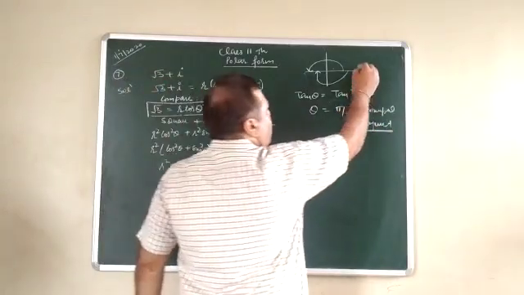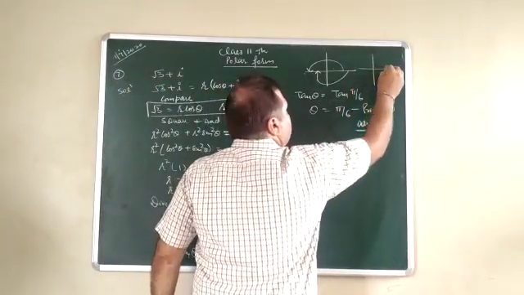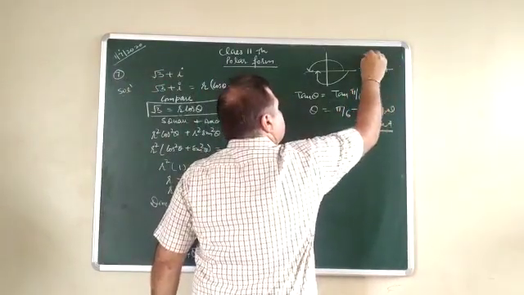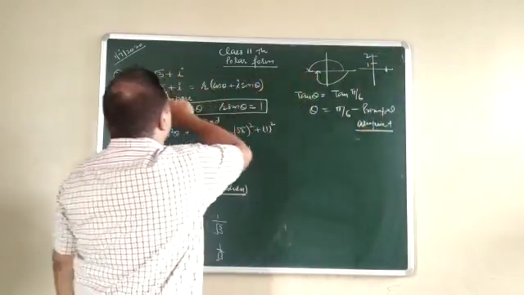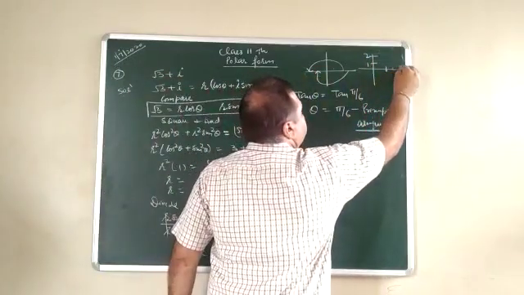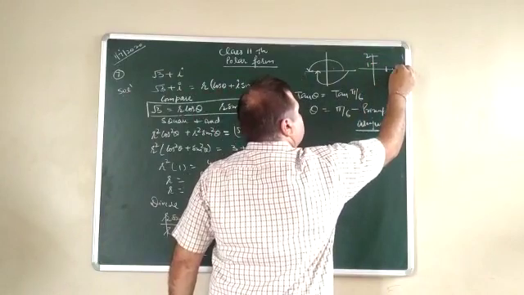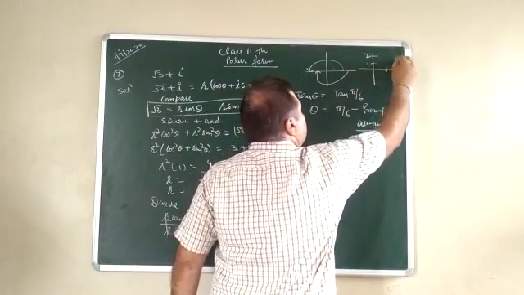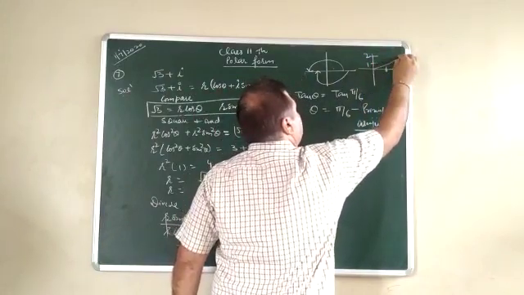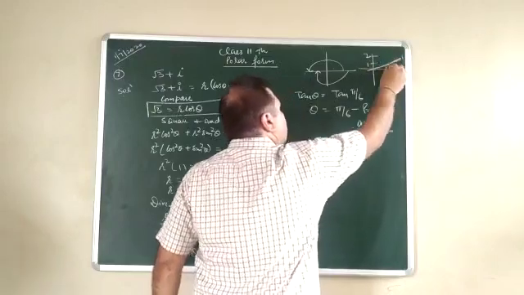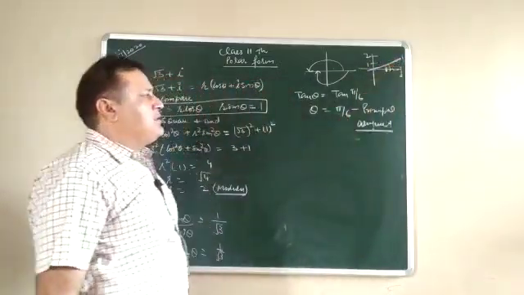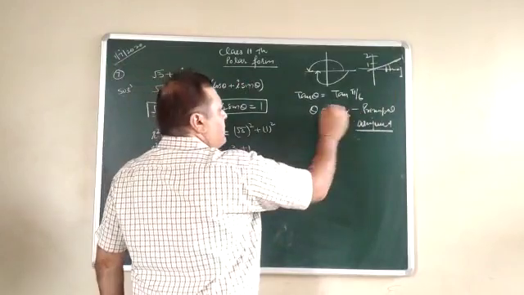If you draw a graph, then this value is 1, this value is 1, this value is 2. X is equal to root 3. Root 3 means approximately 1.7 here. Y is 1 here. If you draw a line from the origin, then this is the angle which we calculated. So this is called the principal argument.